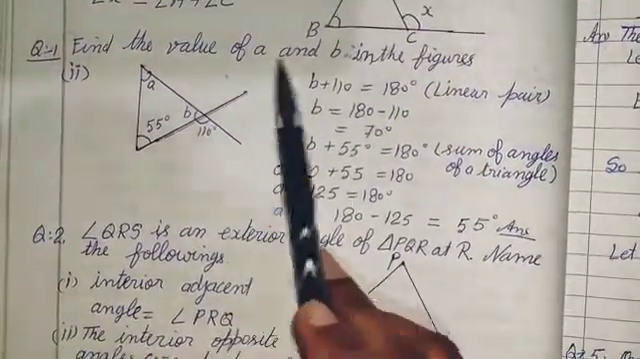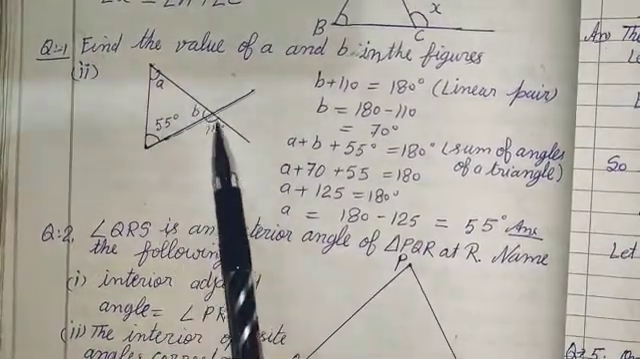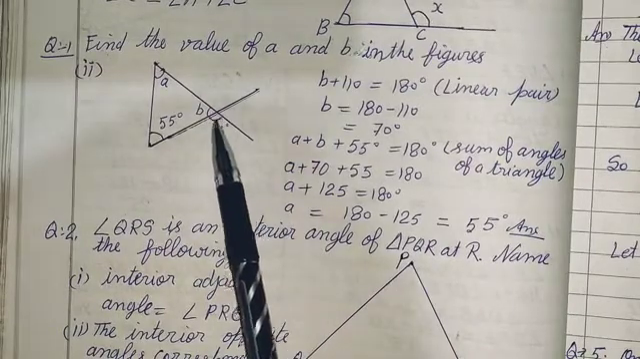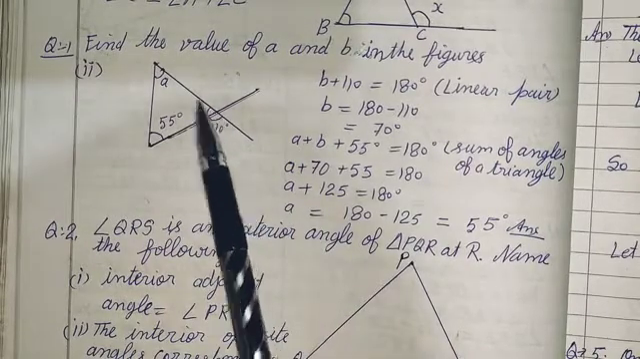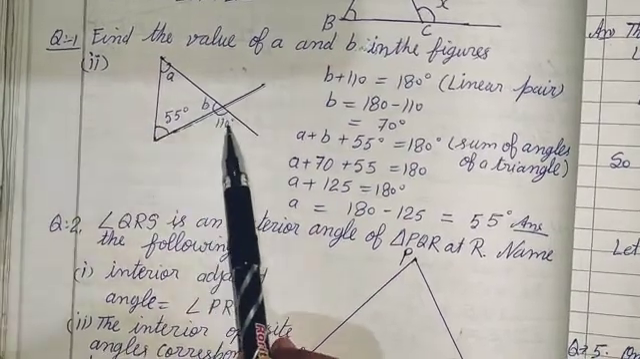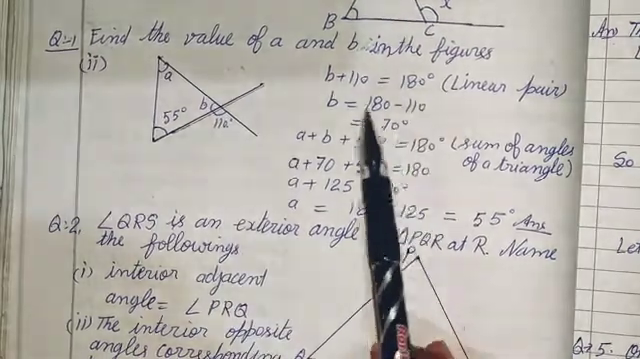Exercise 20C. Find the value of A and B in the figures. So this is the triangle and this side is produced and this one is also produced. We have to find this angle B here and A here. Now since angle B and 110 degrees are making a linear pair, their sum will be equal to 180. So angle B equals 70.